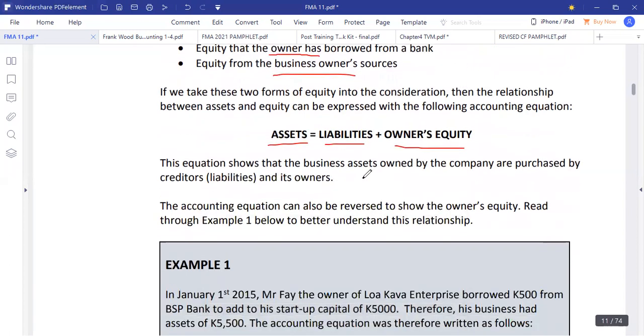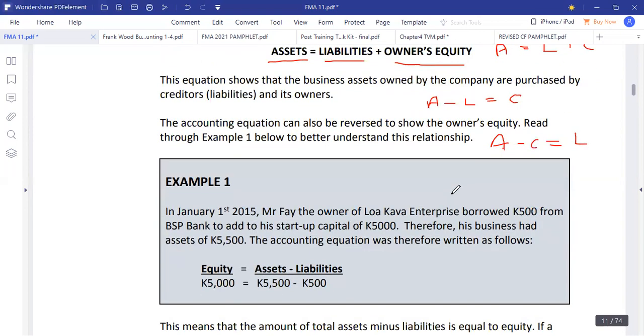So the accounting equation can also be reversed in any way possible. If you take it this side, since you said assets are equal to liabilities plus capital, meaning capital can therefore be what? Assets minus what? Liabilities. And also you can say assets minus capital is to get liabilities.